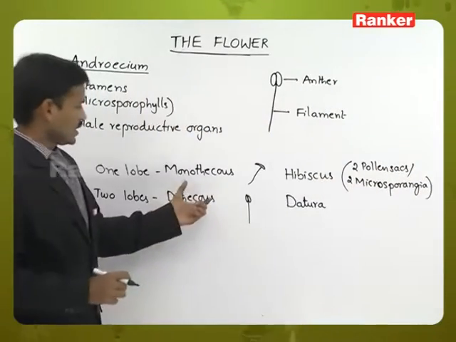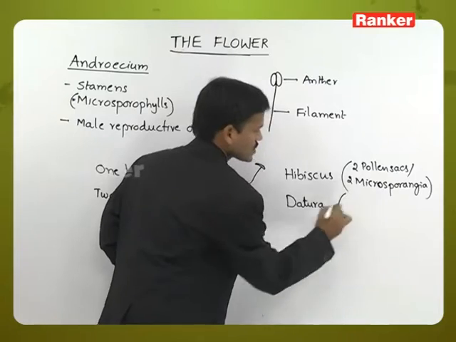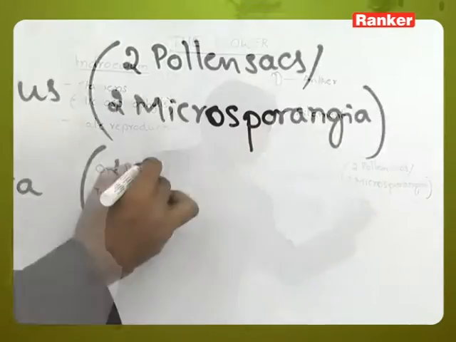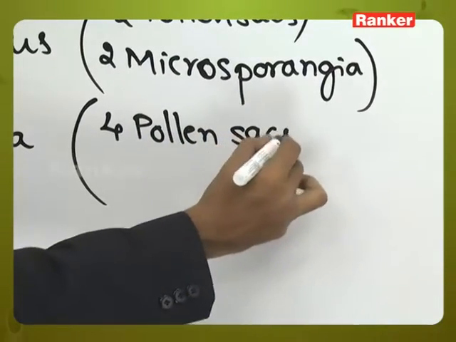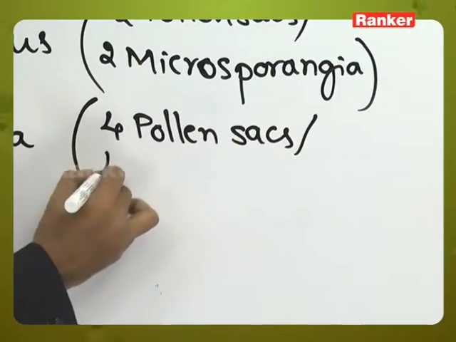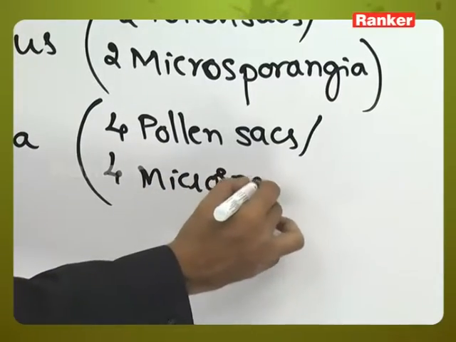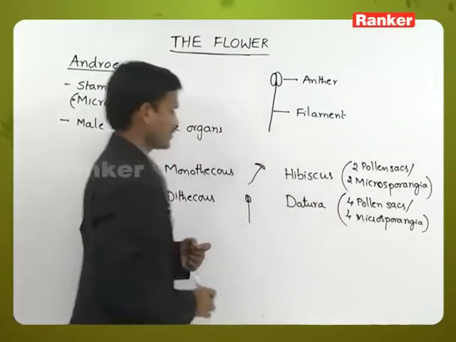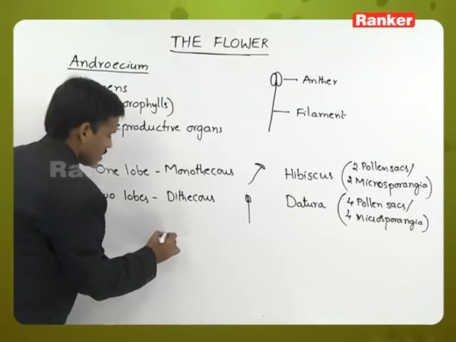In Datura, a dithecous anther shows two lobes, and in each lobe two pollen sacs. So, total 4 pollen sacs or 4 microsporangia. Four microsporangia are present here.